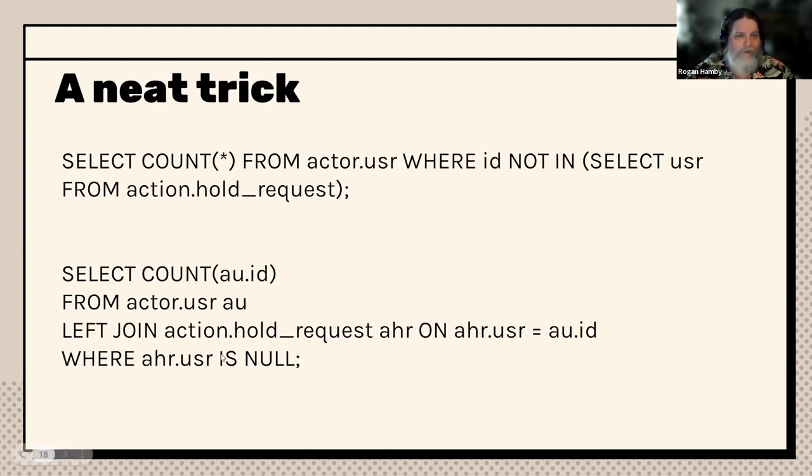Now, down below, however, we have the same thing using a left join. So instead of not in a subquery, we do a left join to the hold request table, and we have on that left nullable part ahr.user, and then we say as a filter where ahr.user is null. So we just look for the null values. We actually can say, I only want it where it's null. And that is by orders of magnitude faster than a not in. It is shocking how much faster it is on most versions of Postgres. I have seen queries that sat there for 5+ minutes using a not in that finish in seconds using a left join and isolating null. So that's a good little trick to use.